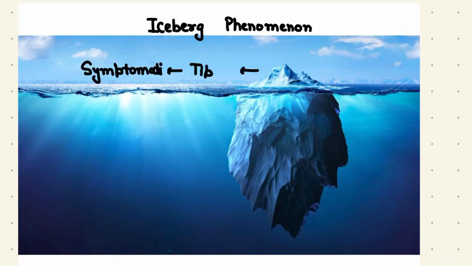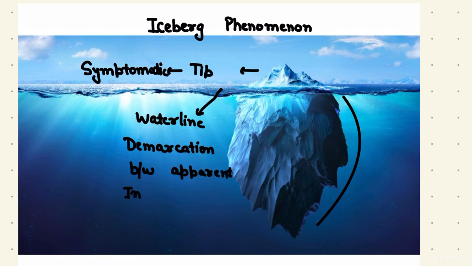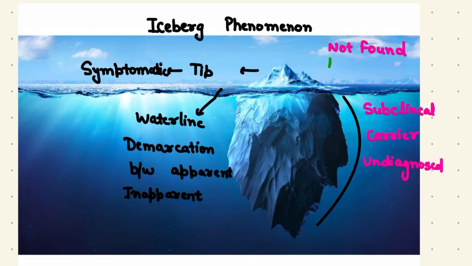Iceberg phenomenon is followed by many diseases. The tip represents the symptomatic cases. Waterline represents the demarcation between apparent and inapparent cases. Submerged portion represents clinical carrier and undiagnosed cases. And it is not found in measles, rabies and tetanus.